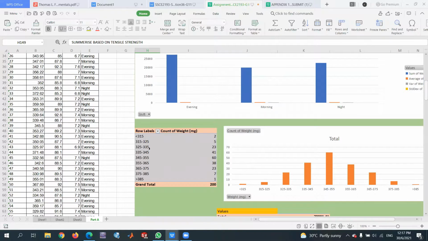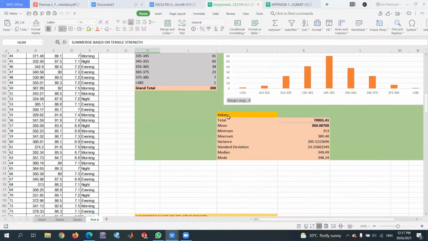So I use the frequency distribution to count the weight based on the interval, which is 10. So the gap between is 10, and if you see here, 60 weight shift, it's equal between 345 and 355, as you see here in the diagram. And these are the important values. I just gathered them in one box.